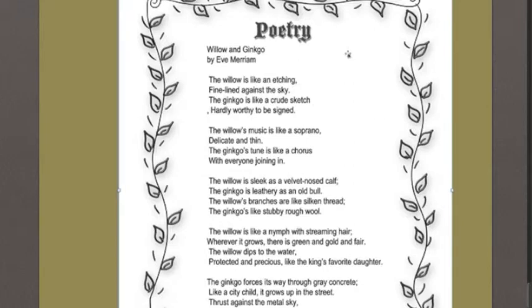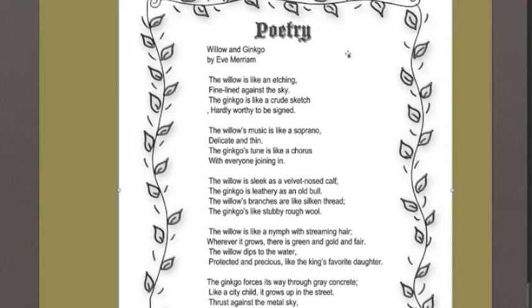The willow is sleek as a velvet-nosed calf. The ginkgo is leathery as an old bull. The willow's branches are like silken thread. The ginkgo's like stubby rough wool. The willow is like a nymph with streaming hair. Wherever it grows, there is green and gold and fair.